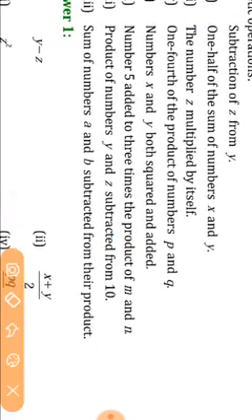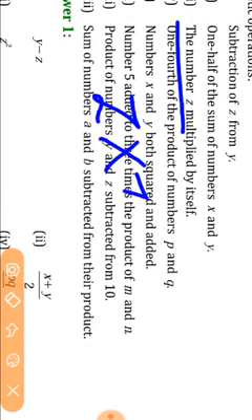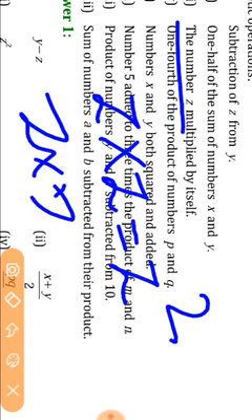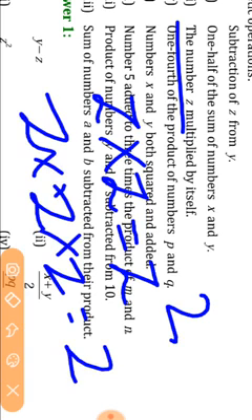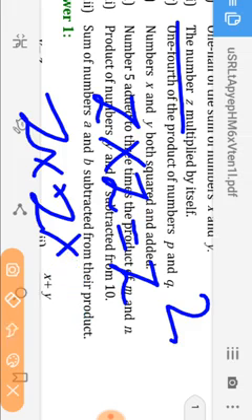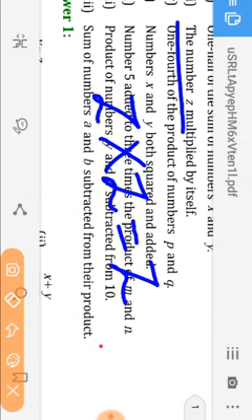Then the number z multiplied by itself. Multiplied by itself means z into z, that is nothing but z square. If it is twice, z into z into z, that's z cube. Only here, the thing is z into z.